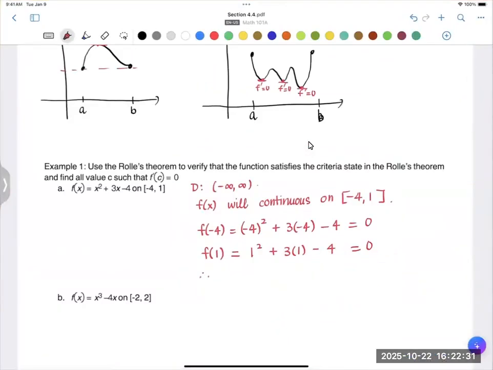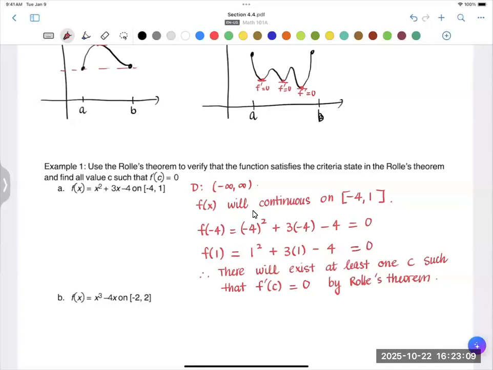Therefore, there will exist, because all the criteria is holding, so they'll guarantee that there will exist at least one C such that f prime of C is equal to 0. And this is by the Rolle theorem. Okay, this is a guarantee. If the problem doesn't ask you to find C, then you can stop right here. However, the problem also says find all the values of C such that f prime of C is equal to 0. So we're gonna do the second part.